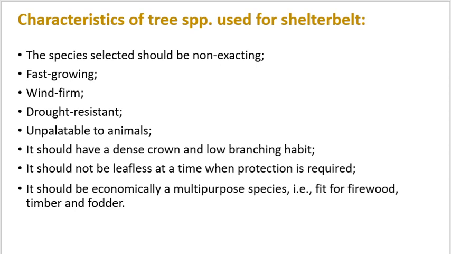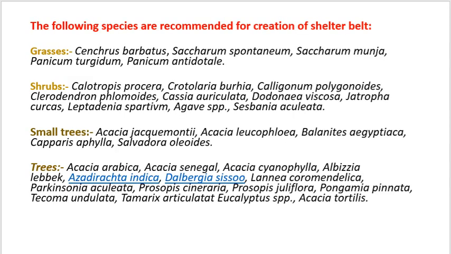Characteristics of tree species used for shelter belt. A species selected should be non-exacting, fast-growing, wind-firm, drought-resistant, and unpalatable to animals. It should have a dense crown and low branching habit. It should be leafless at the time when protection is required. It should be economically a multi-purpose species that is fit for firewood, timber, and fodder. The following species are recommended for the creation of shelter belts, which include different kinds of grasses, shrubs, small trees, and big trees.